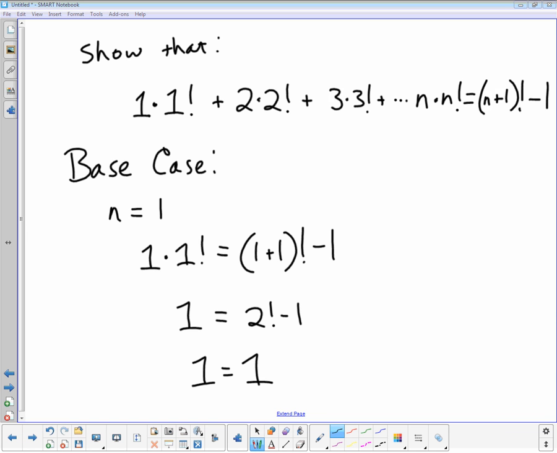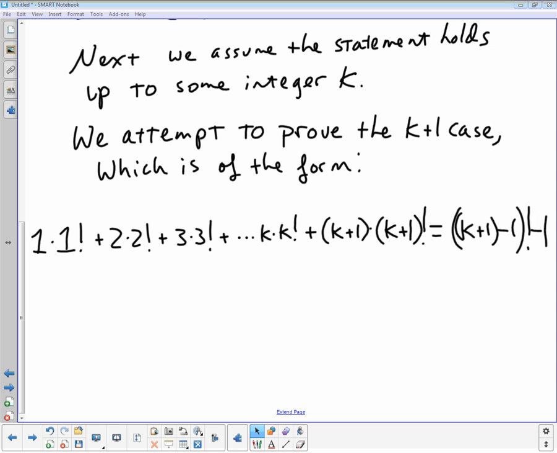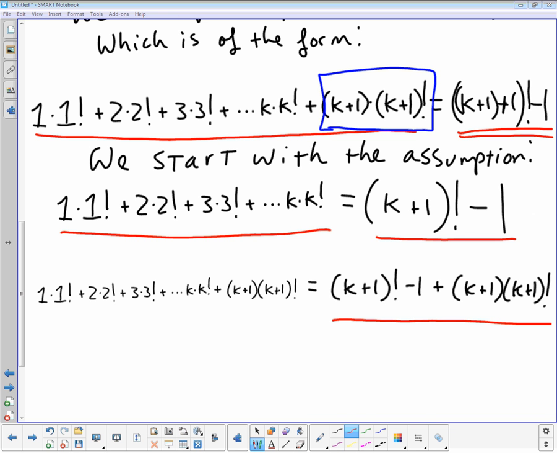So the base case holds. Next, we assume that the statement holds up to some integer k. We attempt to prove the k plus 1 case, which is of the form... All right, we're going to fill Marcus in. So we added k plus 1 times k plus 1 factorial to both sides. So my left-hand side looks good now, right? My left-hand side is done. And I've added it to both sides.